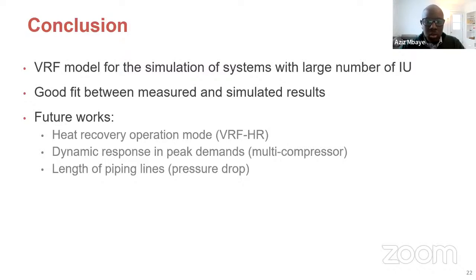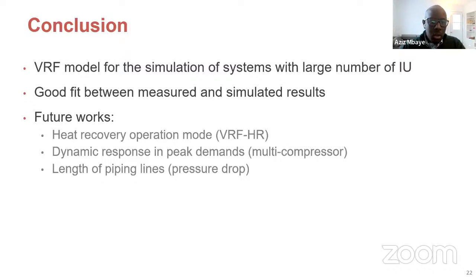And by doing so, this will require the development of an adequate capacity control strategy for the compressors' on/off signal. We are also currently finalizing the implementation of the heat recovery unit to allow the simulation of the simultaneous heating and cooling operation. And once the implementation of the heat recovery unit is done, the model will be validated using the complete data recorded from the ASHRAE headquarters building.